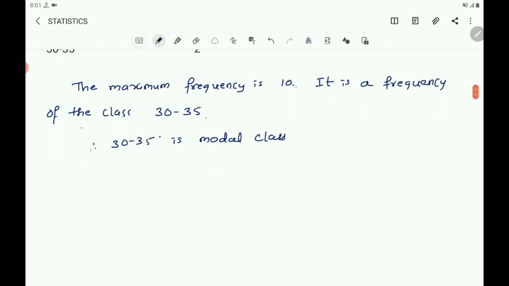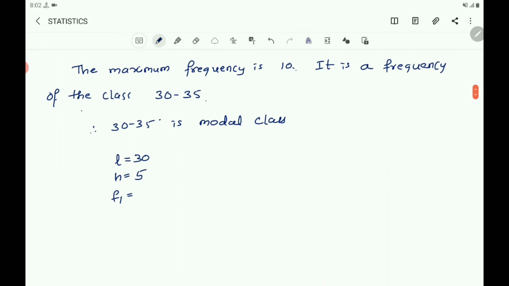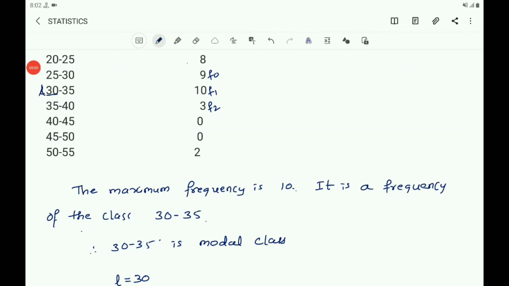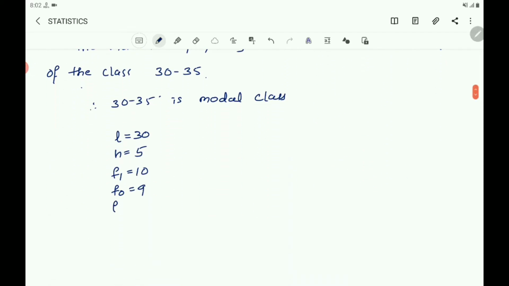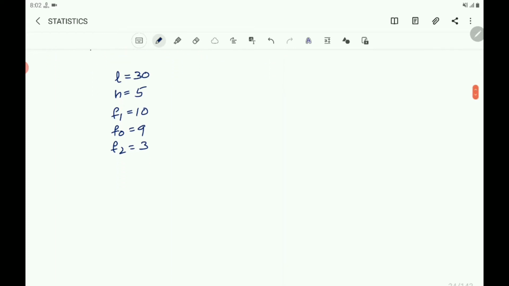Then you find L, that is the lower limit. Then you write L equals 30, and H equals 35 minus 30, the size of the class, that is 5. F1, the frequency of the modal class, you have taken 10, because that is maximum. F0 is the frequency of the previous class, that is 9, F0 is 9. F2 is 3.